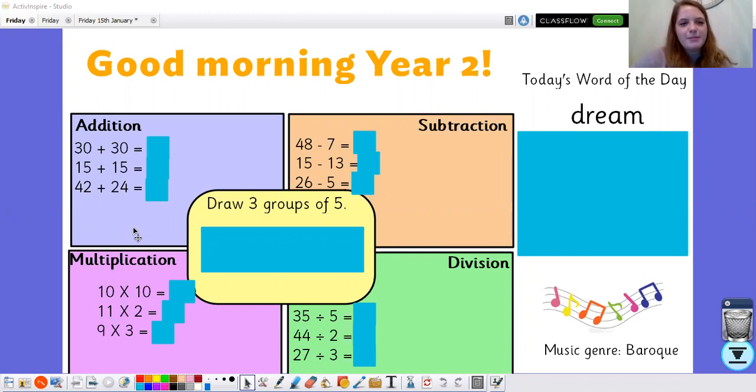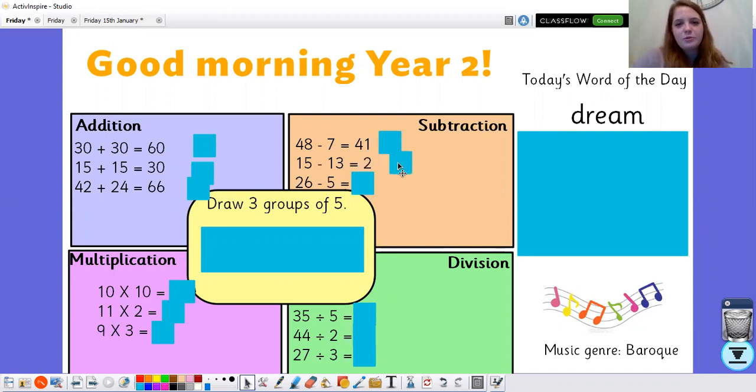So looking at our addition number sentences, 30 add 30, so three tens add three tens make 60. 15 add 15 makes 30, and 42 add 24 makes 66. Okay, looking at our subtraction, 48 subtract 7 equals 41, 15 subtract 13 equals 2, and 26 subtract 5 equals 21. Looking at our multiplication, 10 multiplied by 10 equals 100.